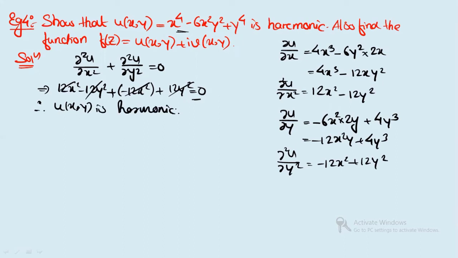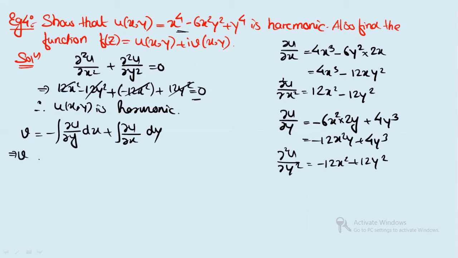All right. Now what you will do? You will find v. Okay, so the formula again, I'm writing it directly, I'm not doing the entire derivation. It is equals to minus integration of del u by del y dx plus integration of del u by del x dy. This is what it is.